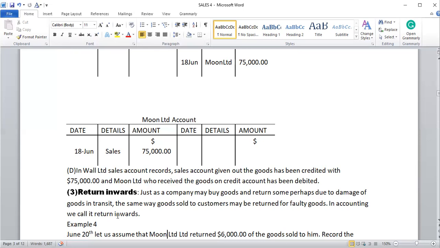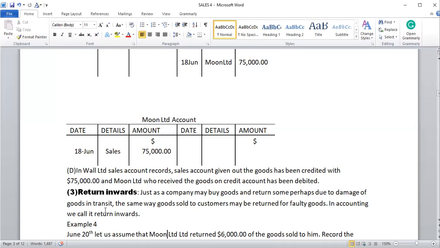So let me explain. At times, a company may buy an item. Then when it receives the item, it will realize that the goods are either faulty or have been damaged. It will return the goods to that particular supplier. In the same way, the company may make sales to a particular company, but the company, upon receiving the goods, will realize that the goods are faulty, and they return the goods back to the company. Because the company is receiving the goods back, in accounting we say this was return invoice. It has been returned invoice to the company.